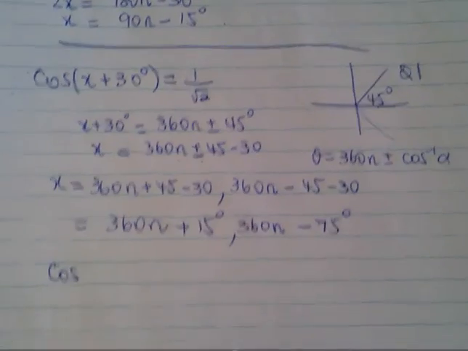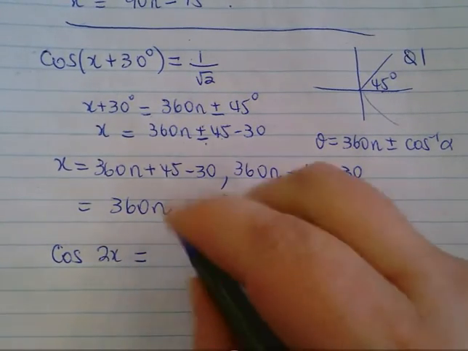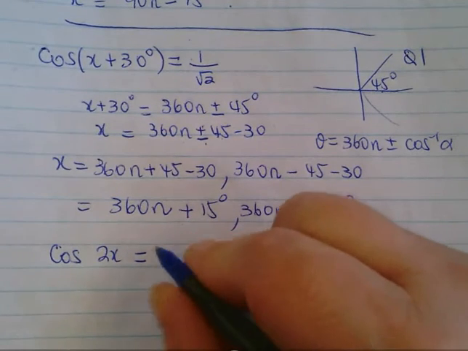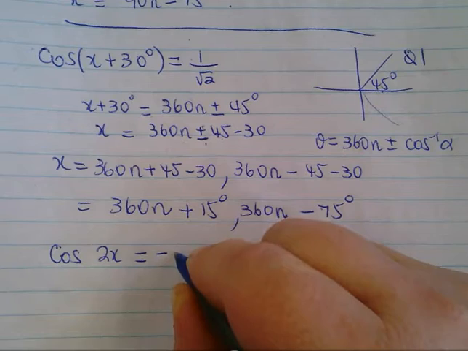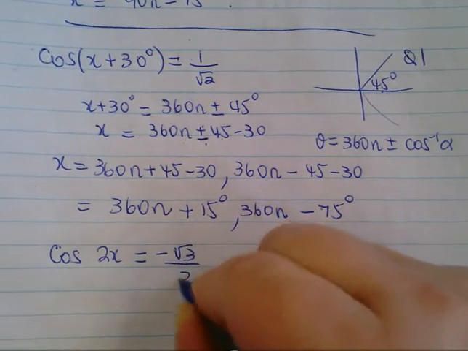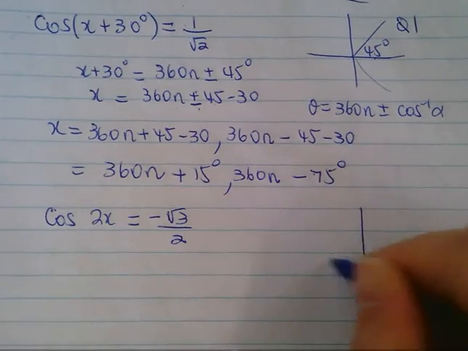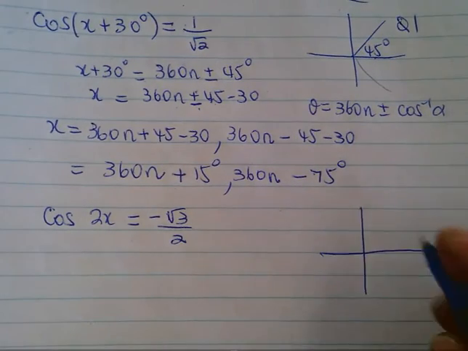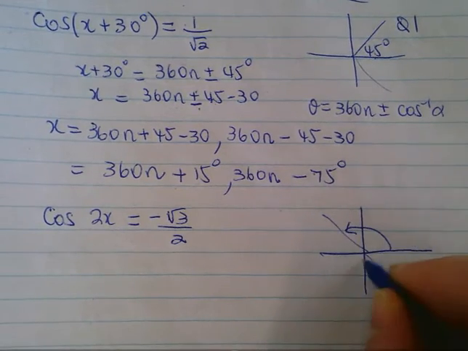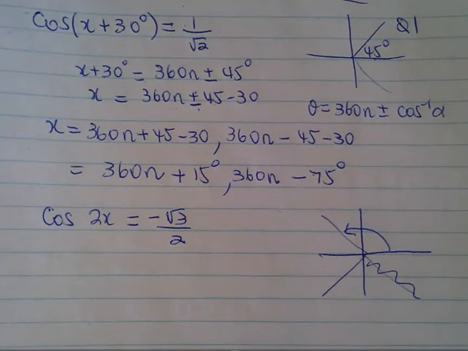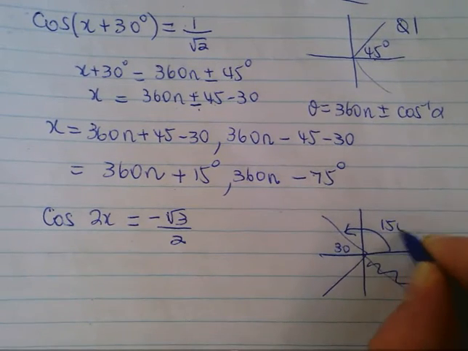All right, I'm going to do a few more cosines. But let's say I've just got cos of 2x equals negative root 3 on 2. It'll be different for this one because there's no plus. How do we just do this one? Which quadrant? It's 2 and 3. What's your acute angle? 30, isn't it? So we have to do 150.